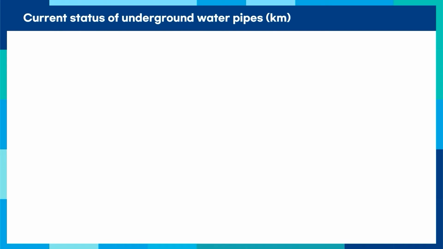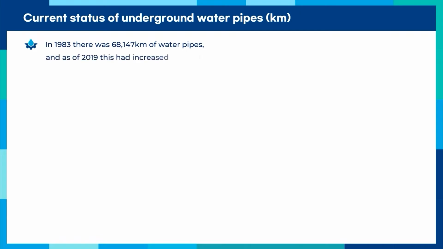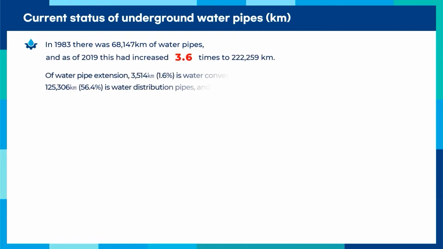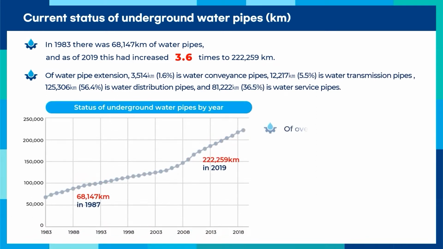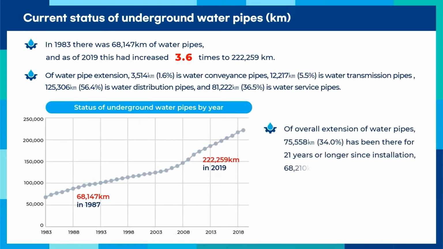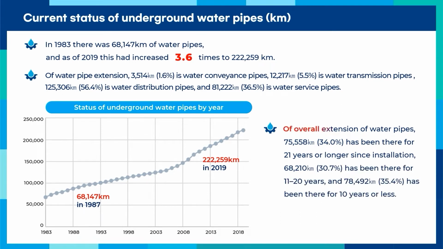The length of underground water pipes increased for similar reasons. In 1983, total pipe length was 68,000 kilometers, but by 2019, it increased 3.6 times to 222,000 kilometers. Currently, aging pipes, which were laid long ago, are undergoing maintenance. In 2019, piping which was at least 20 years old accounted for 34% of the total, and even now continuous work is being carried out to replace or refurbish pipes with problems.